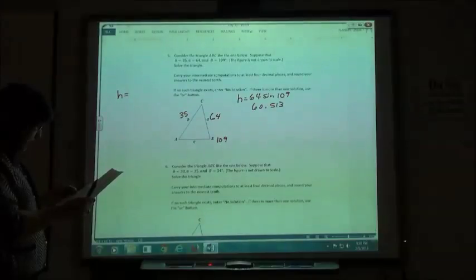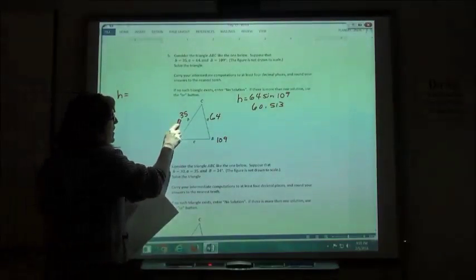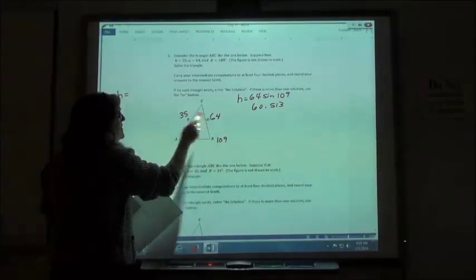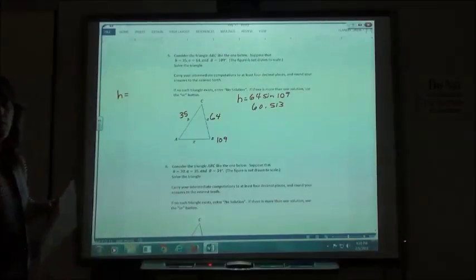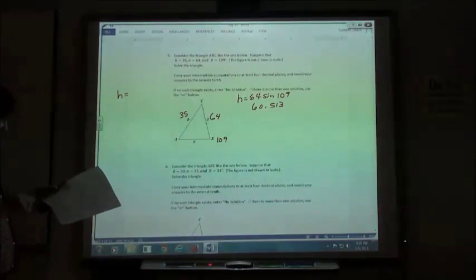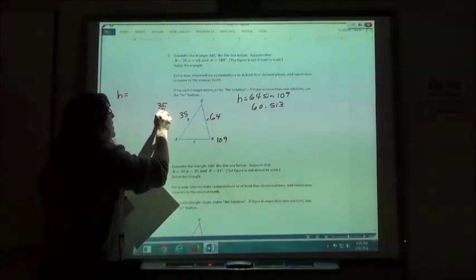So then we said, okay, is the opposite side greater than the adjacent side? Well, the opposite side is 35 and the adjacent side is 64. So no, the opposite is not greater than that one. So I know that I don't have one triangle. So I go down to the next one. Is the opposite side less than the adjacent? Yes, 35 is less than 64.